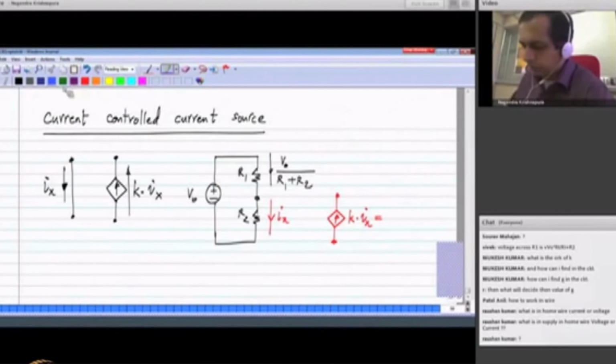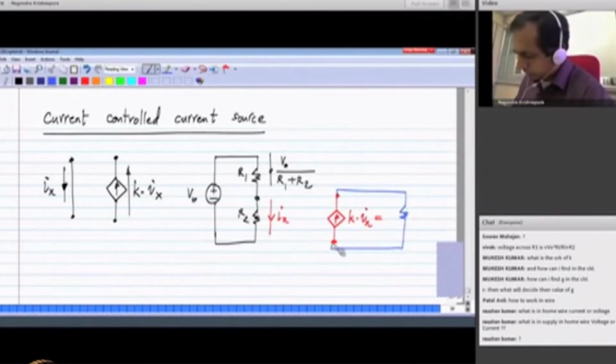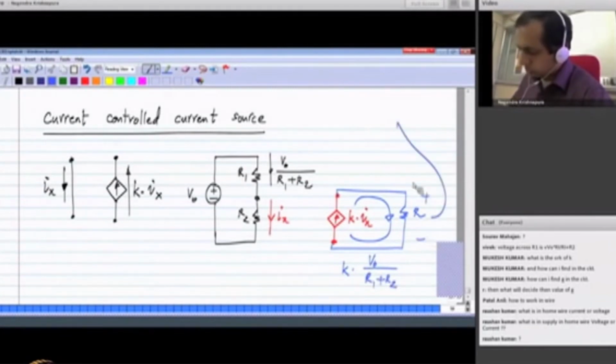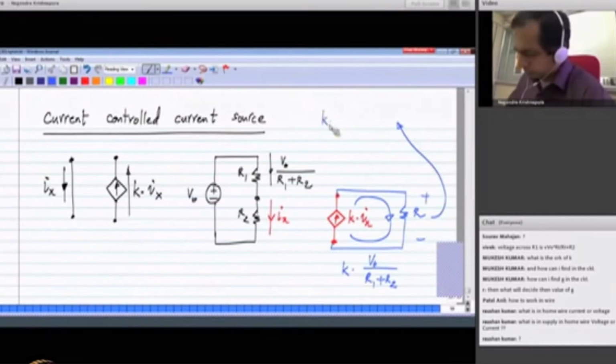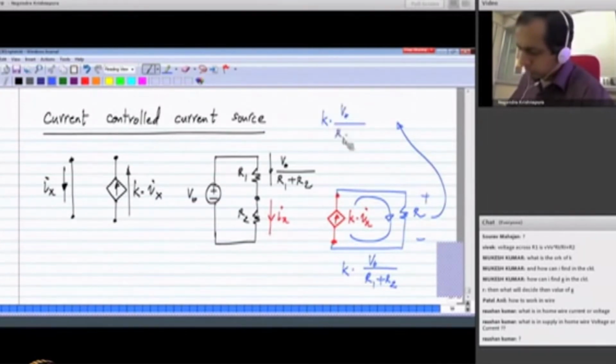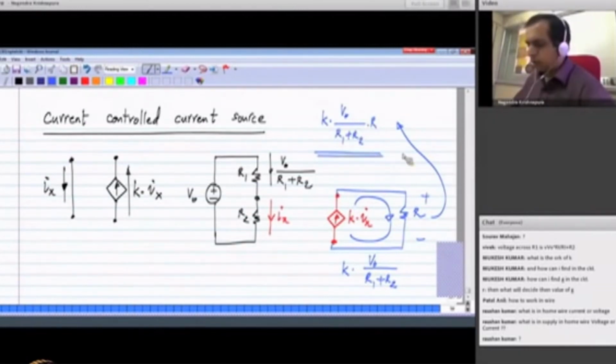Meaning, if I connect a resistance R to it, this will force a current K times V0 by R1 plus R2, which means that the voltage across this would be current times the resistance, K times V0 by R1 plus R2 times R. So that is the definition of a current controlled current source.